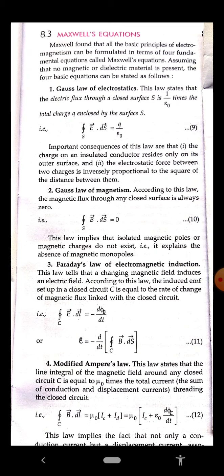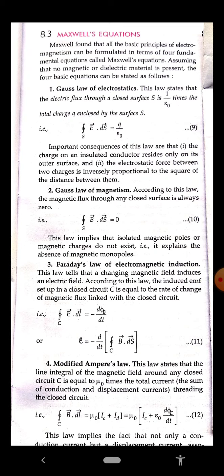and that is known as Gauss law of magnetism. We know that magnetic flux through any closed surface is always zero. So in mathematical form, it is given by the surface integral over the closed surface of B dot dS is equal to 0. From this equation we are able to find that isolated magnetic poles or magnetic charges do not exist. So it explains the absence of magnetic monopoles. That means magnetic monopoles cannot exist.